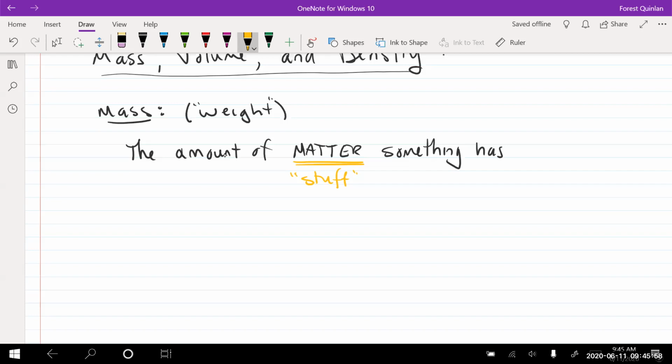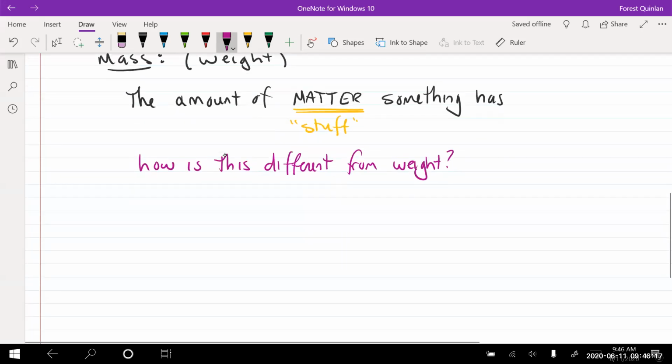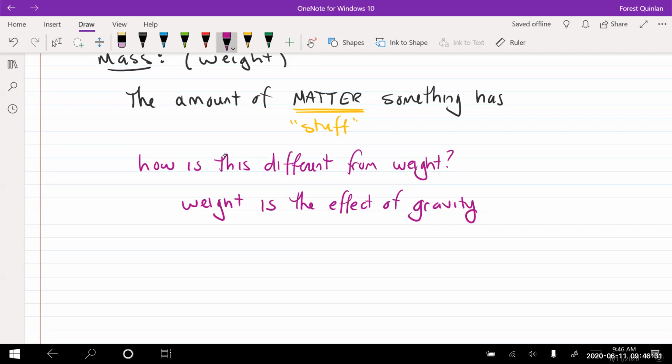So then my question is, how is that different from weight? Weight has a force acting on it. Yes, absolutely. How's it different from weight? Weight is the effect of gravity on that mass.